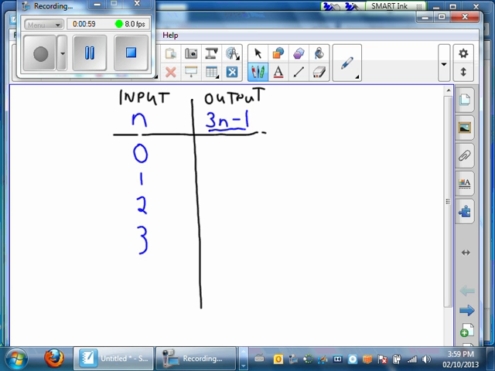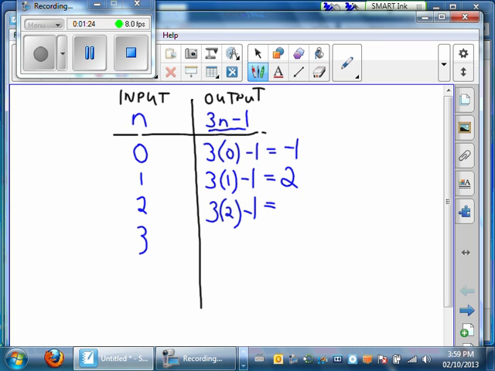So we're going to start with the first one. 3 times 0 minus 1 is going to equal negative 1. And then here we've got 3 times 1 minus 1 is going to equal 2. And then 3 times 2 minus 1 is going to equal 5. And then 3 times 3 minus 1 is going to equal 8.